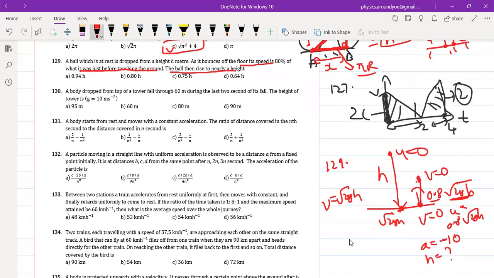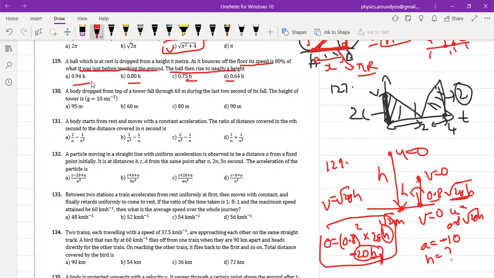V square equal to u square plus 2as. So 0 is equal to u square, which is 0.8 square into 2gh, minus 2as. So g is 10. So 2 into 10, 20h. So from here, I can solve for the value of, it goes to a maximum value of what? H1. I need to solve for H1 actually. Let the distance it rises be H1. So I can get the value of H1 in terms of H as they are asking.